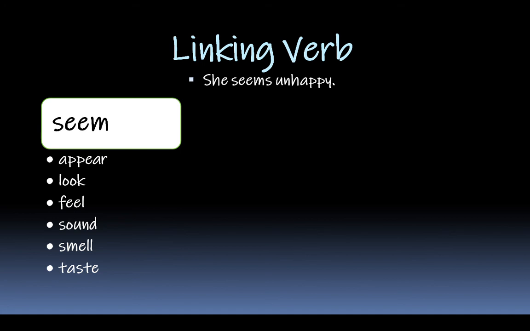So let's have examples. Seem is the central verb in this category. It will always be a linking verb. And whenever the other verbs in this group, appear, look, feel, sound, smell, and taste, are used in the sense of seem, they are linking verbs. Whenever they are used in other senses, they are action verbs. We'll have an example of these verbs in both senses in order to compare them and to understand the concept of linking verb more deeply and properly.